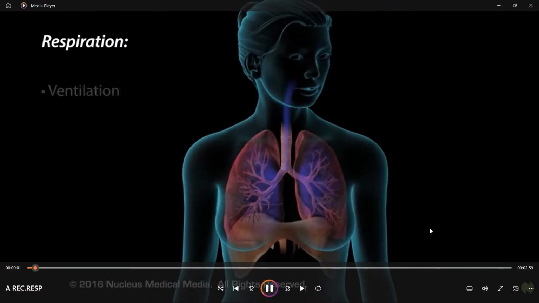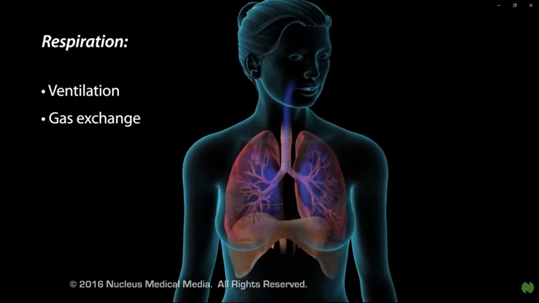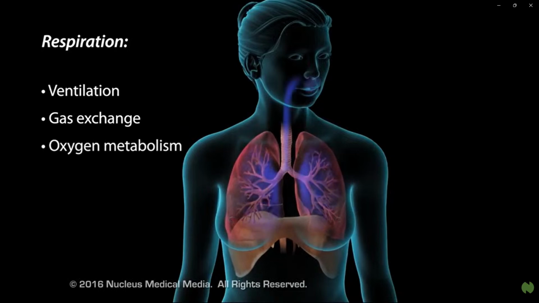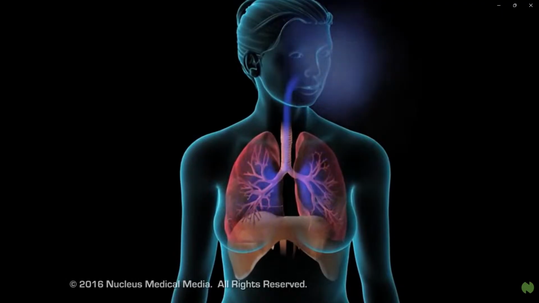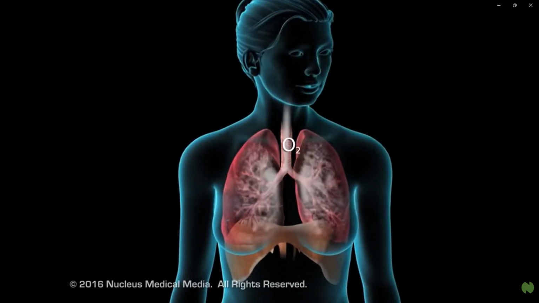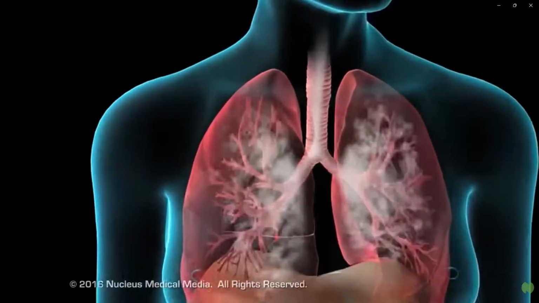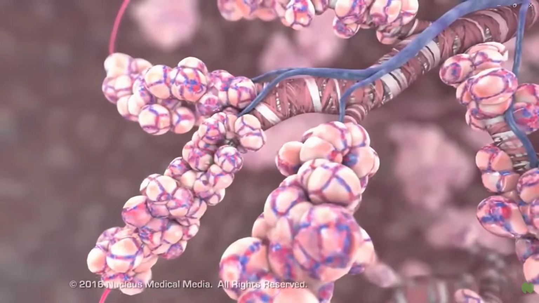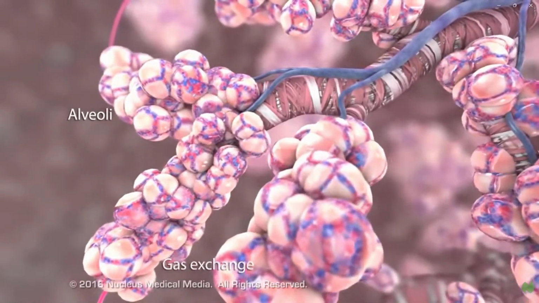Respiration includes ventilation, gas exchange between the air, blood, and tissues within the body, and the use of oxygen for metabolism. Inhalation allows oxygen to enter the body, pulling air into the nose and mouth, lungs, and into the air sacs, called alveoli, where gas exchange takes place.